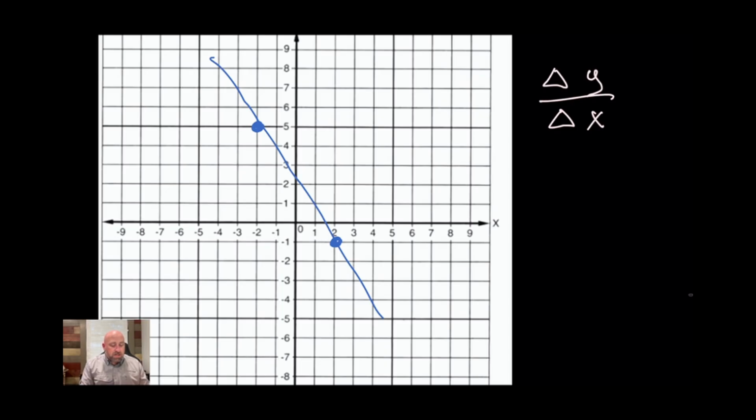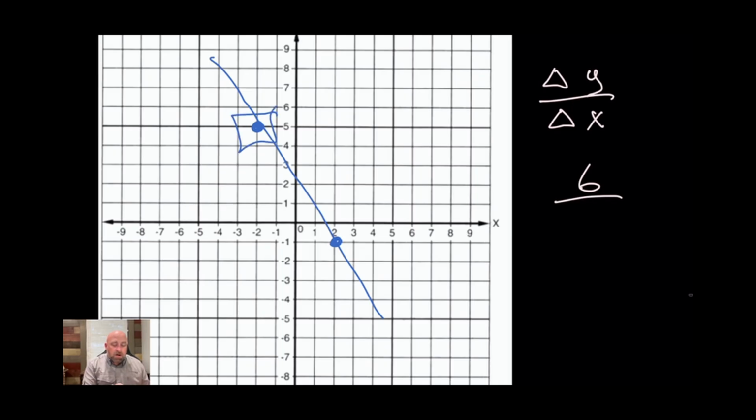So our change in y is going to be 6 over what's our change in x? Well, now we're going from this point here to this point here. Okay, so we're saying how many times did we go over?